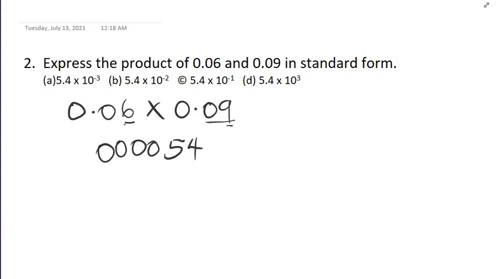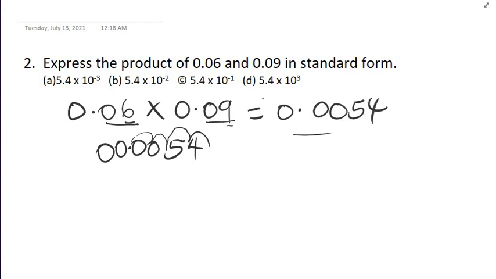Now let's check the decimal. We have 2 decimal places here, we have 2 decimal places here. All together we have 4 decimal places, right? So I'm going to count 1, 2, 3, 4, put my point here. So 0.06 times 0.09 will give me 0.0054. Well, this is not an answer. This is just the product of these two numbers.